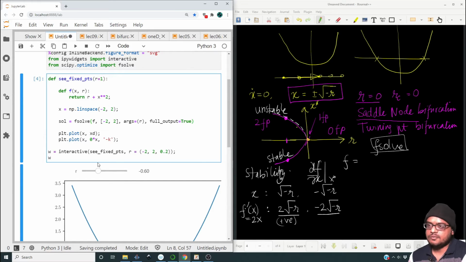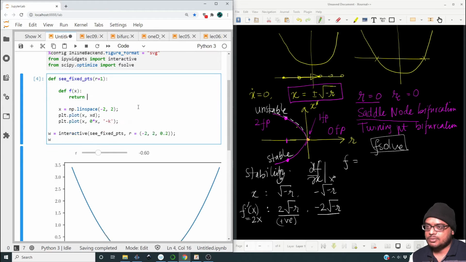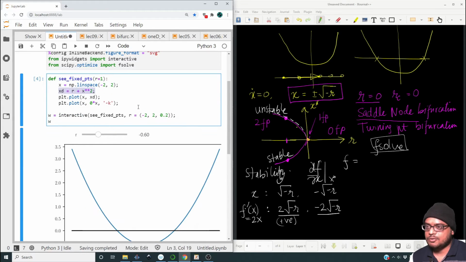the solution. So we need the full output because we need to know whether there is a root found or not, because obviously for r positive there will be no root. So fsolve will say I did not find anything. So in order to assess that information whether it has been able to converge or not, it will pass all the information. In fact, let us take this in a different cell. Okay, let me copy this, let me go back to the previous cell. I don't want to disturb this cell.